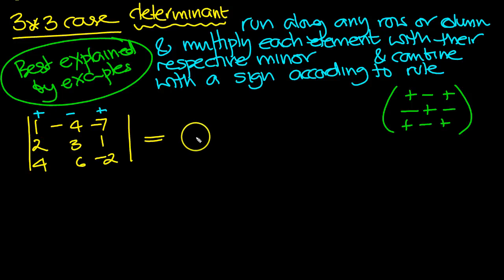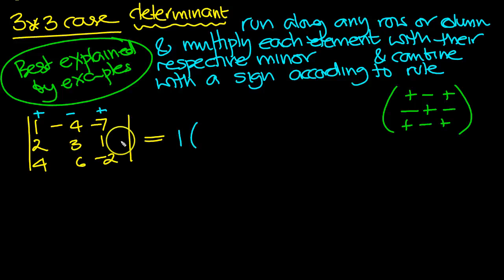So it's plus 1. Everyone okay with that? Yeah, 1. And then you cross out the row and column containing the 1, because you multiply each element with their respective minors. The minor is obtained by eliminating the row and column containing the entry 1, and you're left with this 2x2 here: 3, 1, 6, minus 2.